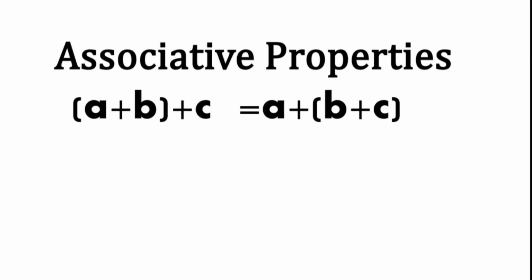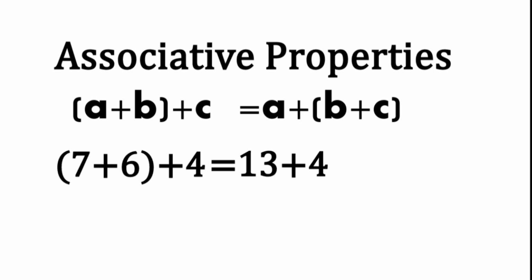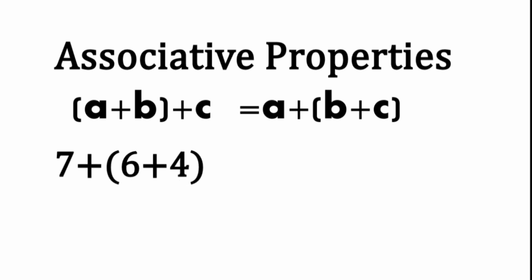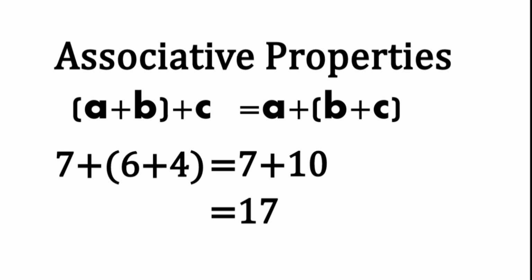So for example, we have here the quantity 7 plus 6, plus 4. Adding 7 and 6 is 13. Then plus 4, this is equal to 17. You move the grouping: 7 plus the quantity 6 plus 4. This is equal to, add first 6 and 4, 10 plus 7, still equal to 17. So that's the associative property of addition.